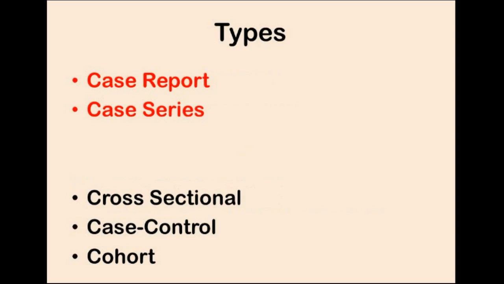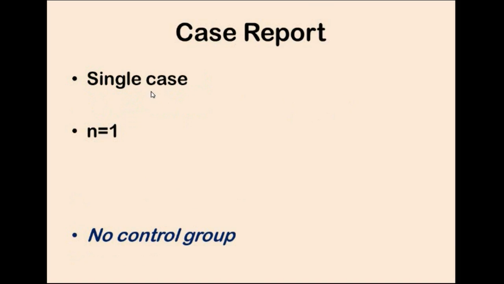So there are different types of observational studies. Now in this video I'm specifically talking about observational studies. There are case reports, case series, cross-sectional studies, case control, and cohort studies. The first two are a bit different, case report and case series. They're very simple actually. And a case report is something I'm sure everybody has heard of.